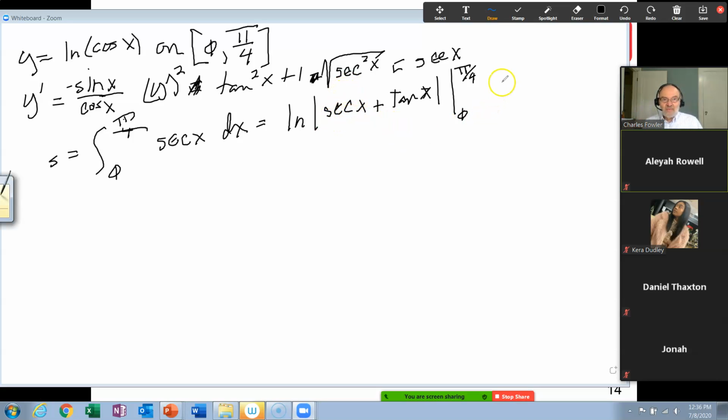So let's take what we've got and plug it in. This will be the log of, I'm going to change it to parentheses now, secant of pi fourths. Does anyone remember what that is? Okay. Secant is 1 over cosine.